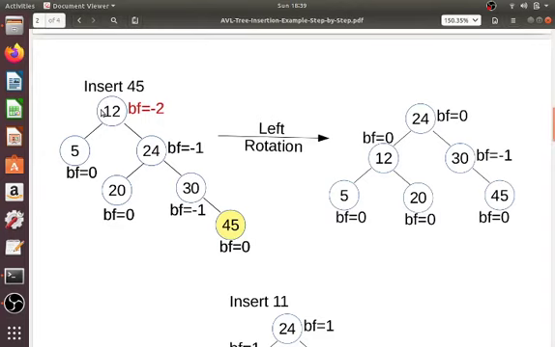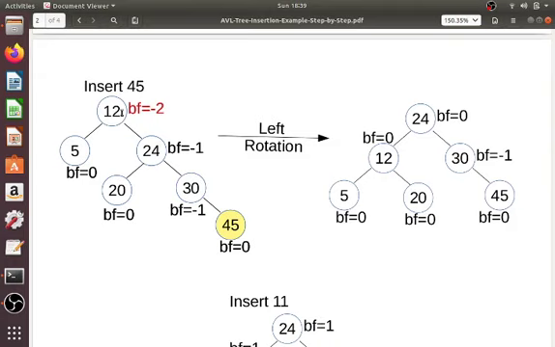45 is inserted on the right of 12, on the right of 24 and finally it gets attached to 30 as its right child. While moving upwards in the tree, let's compute the balance factors. Balance factor of 45 is 0. Balance factor of 30 is minus 1. Balance factor of 24 is also minus 1. And balance factor of 12 has turned minus 2.